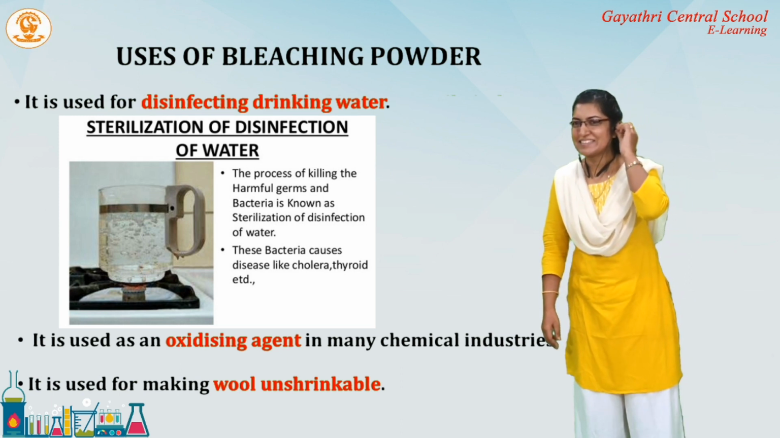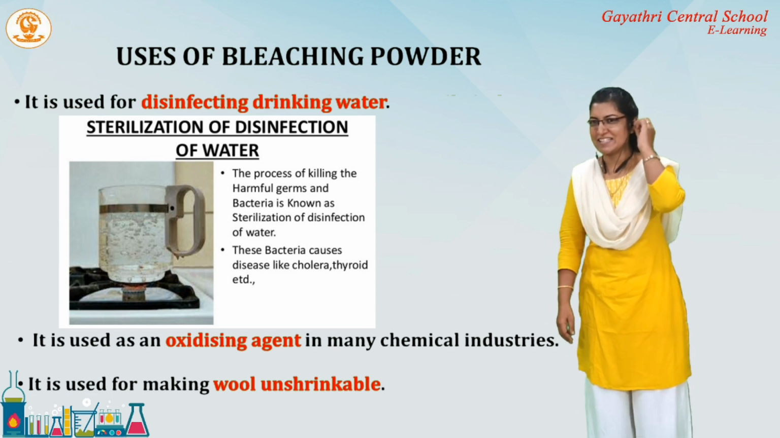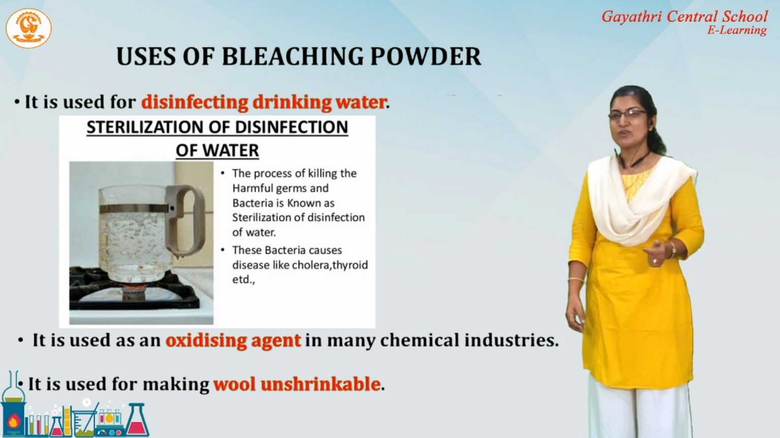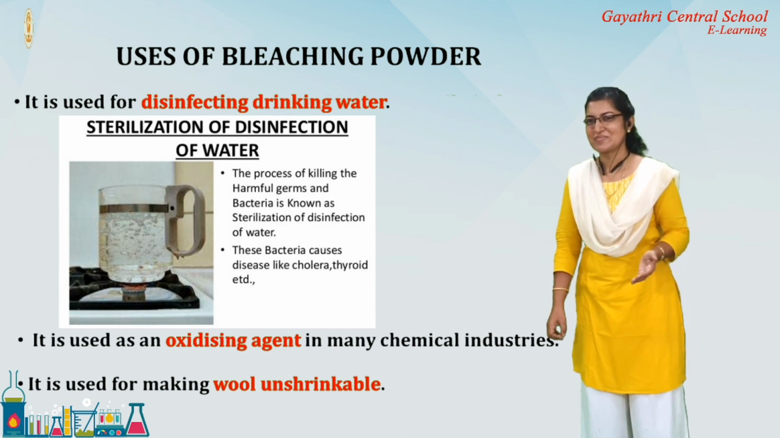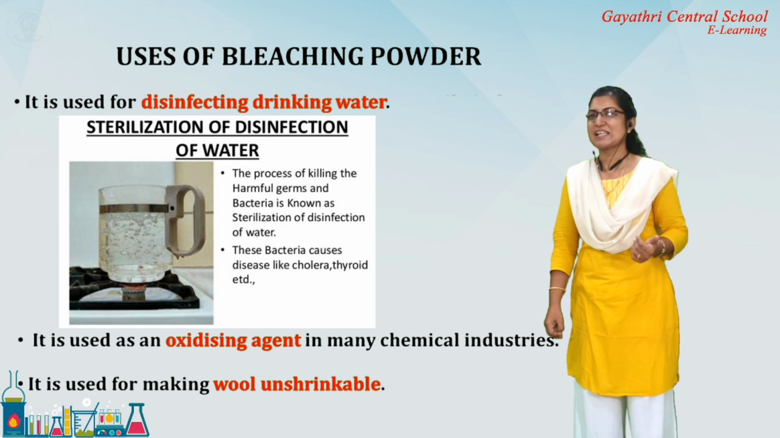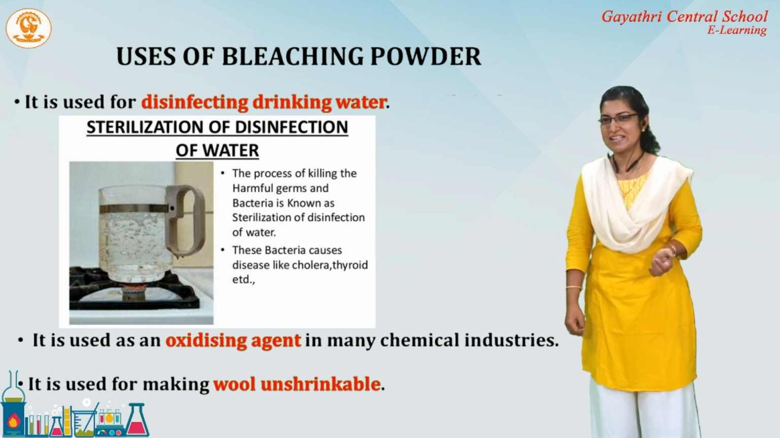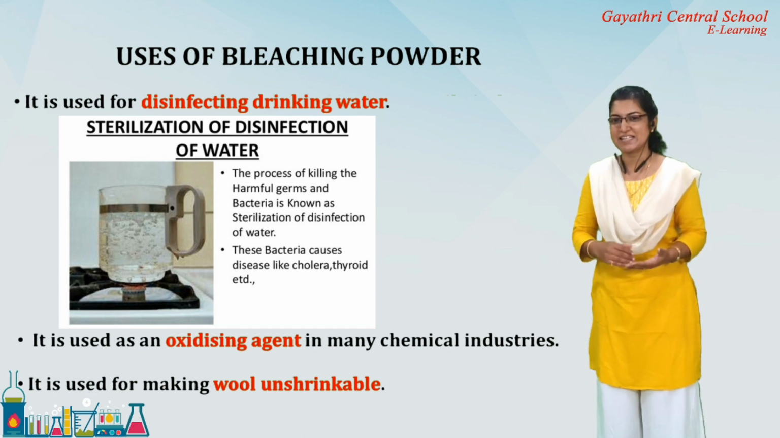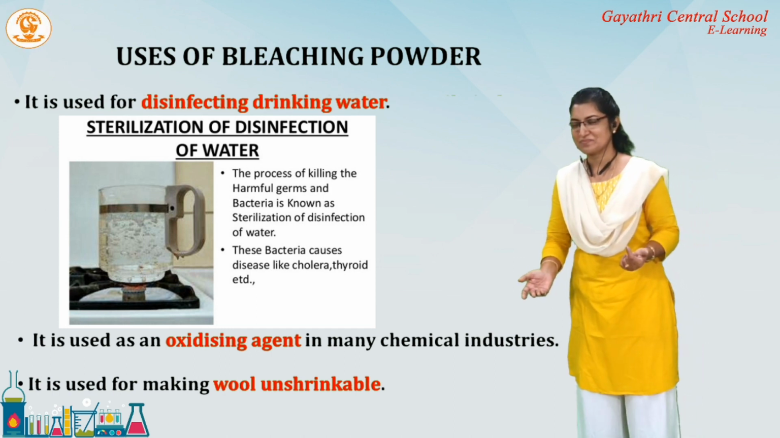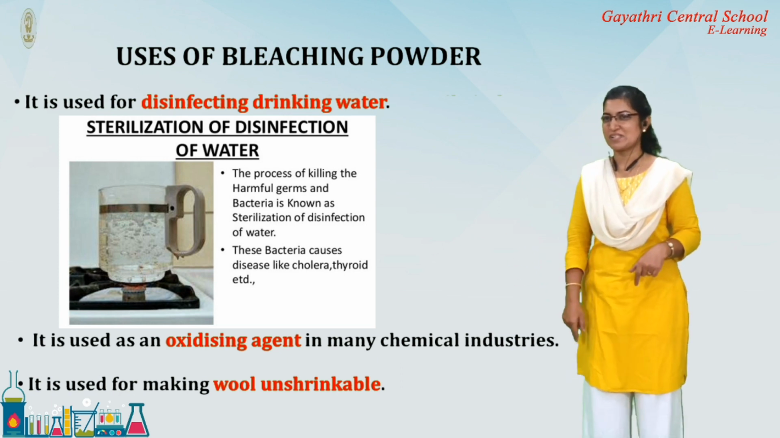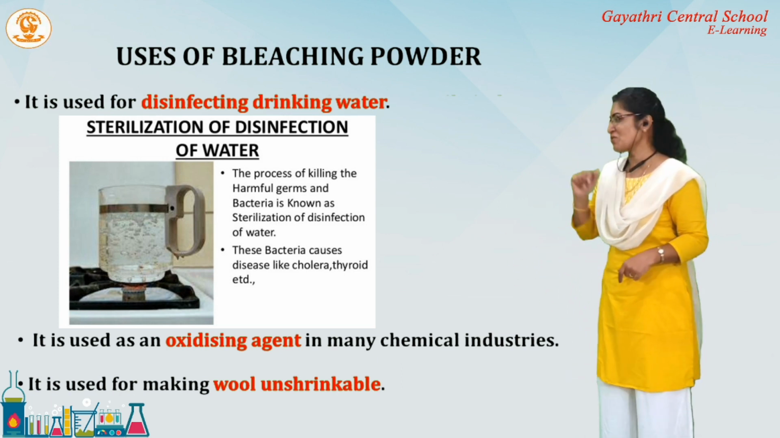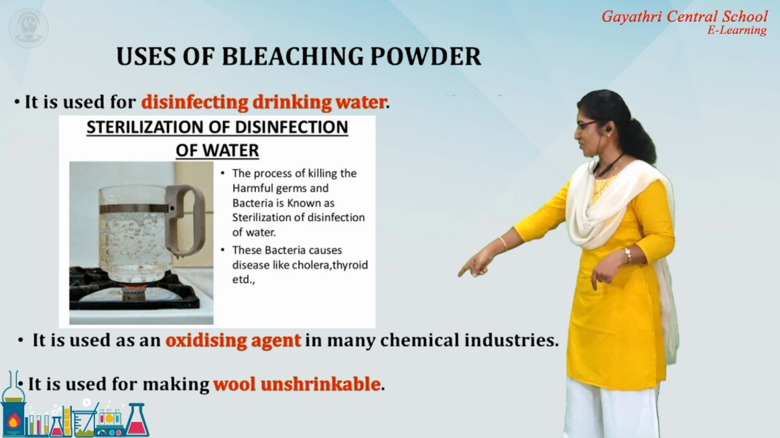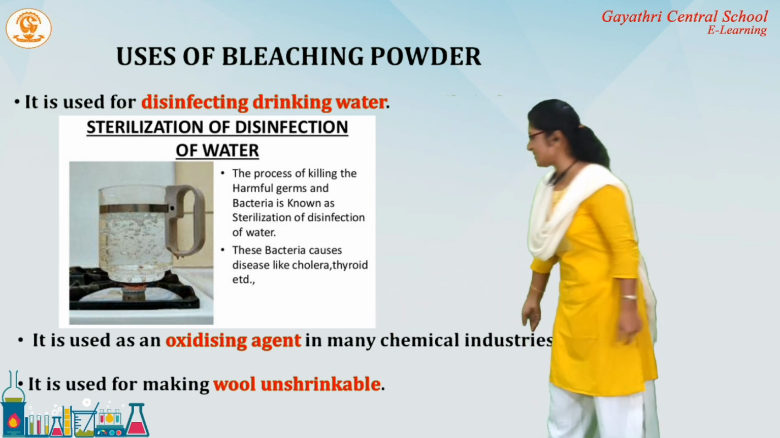Yes, oxygen. Which provides oxygen, isn't it? Substances which provide oxygen or help to remove hydrogen. Such substances we call oxidizing agents. Oxidizing agents are the substances which get reduced during a reaction, isn't it? So this bleaching powder is also used as an oxidizing agent in the industry.